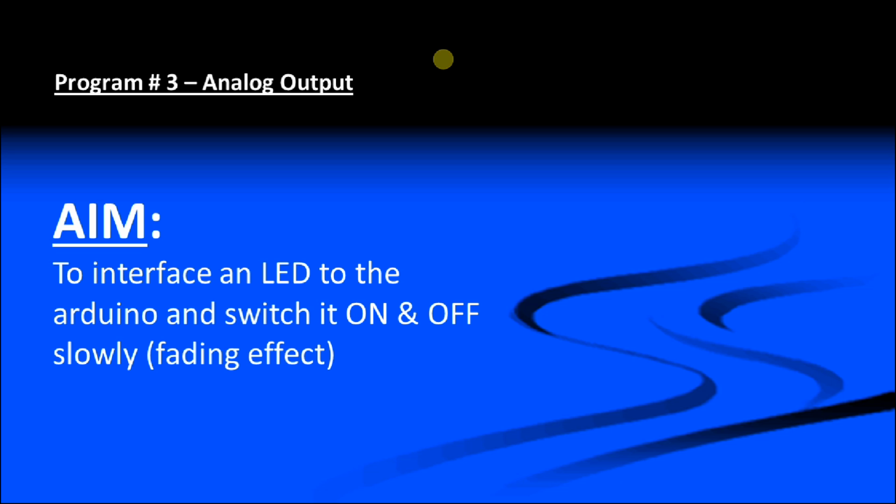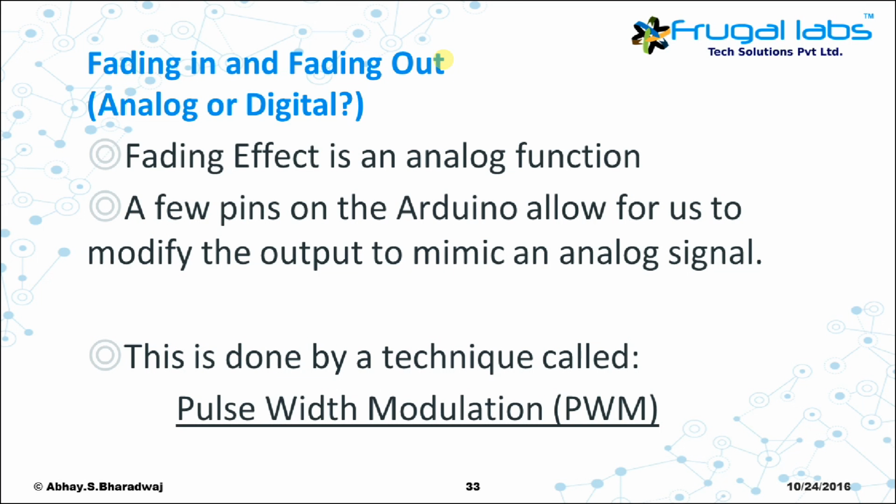Program number 3 is called analog output. The aim of the program is to interface an LED to the Arduino and switch it on and off slowly, thereby illustrating the fading effect. So fading in, fading out, is it analog or digital? Well, the fading effect is an analog function. A few pins on the Arduino allow us to modify the output to mimic an analog signal. This is done by a technique called pulse width modulation.